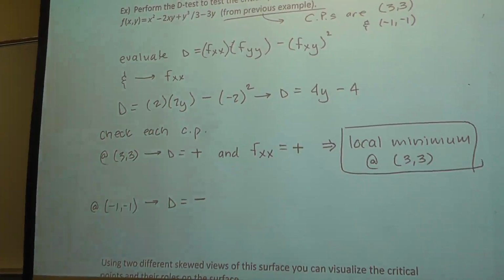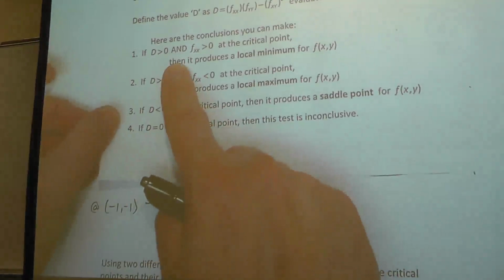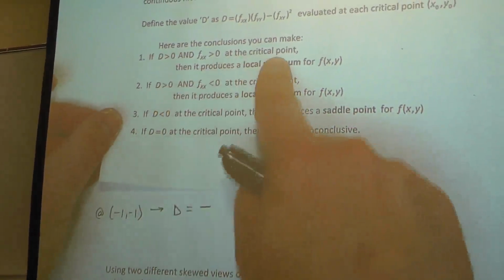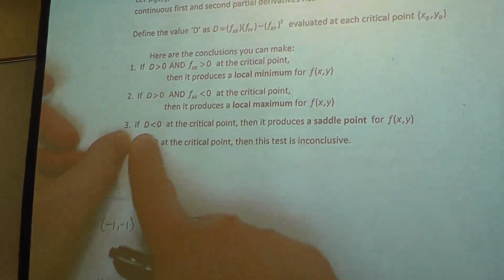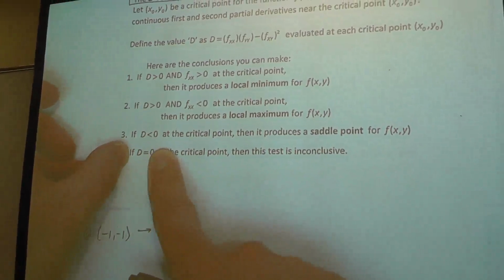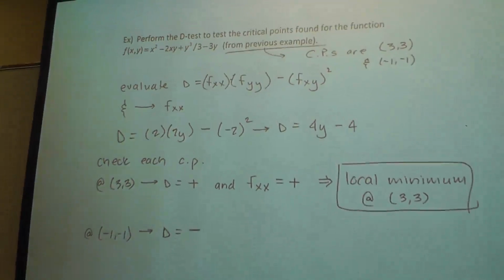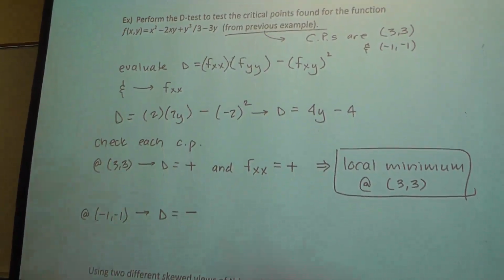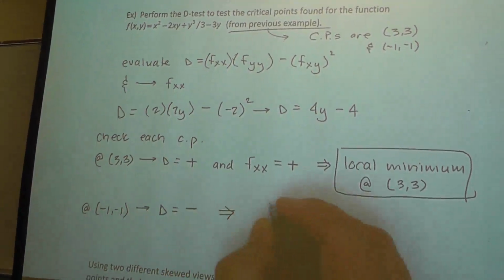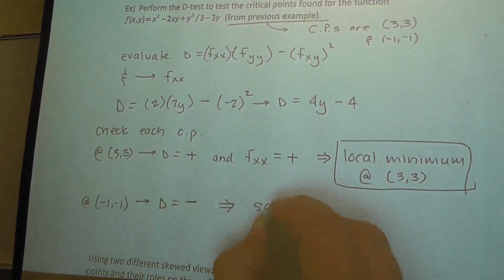Let me remind you. If D is positive, that's the only time you could get a min or a max. In the instance that D is negative, your only conclusion is saddle point. So no need to cross-reference it with anything else. If you get a negative D value, then that implies you have a saddle point at that critical point.